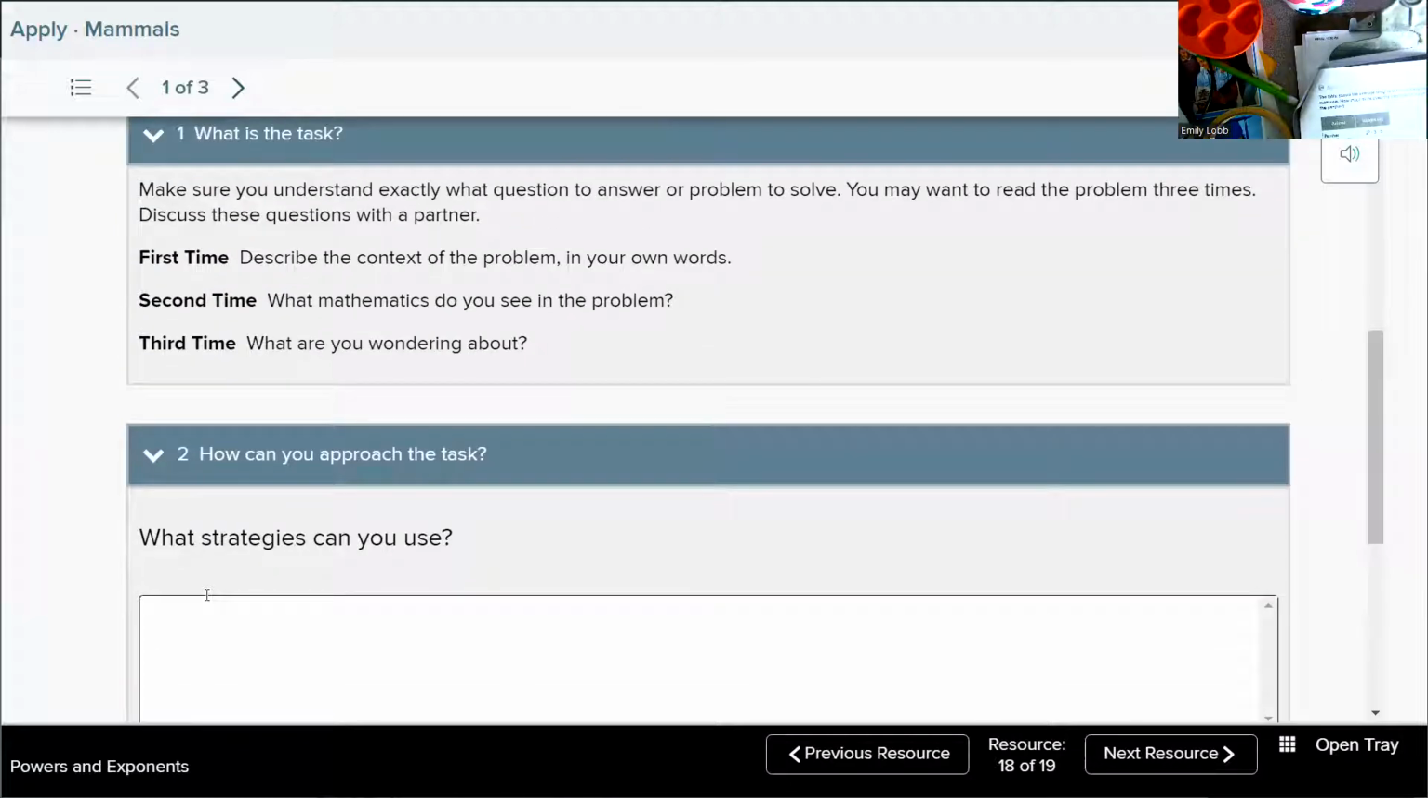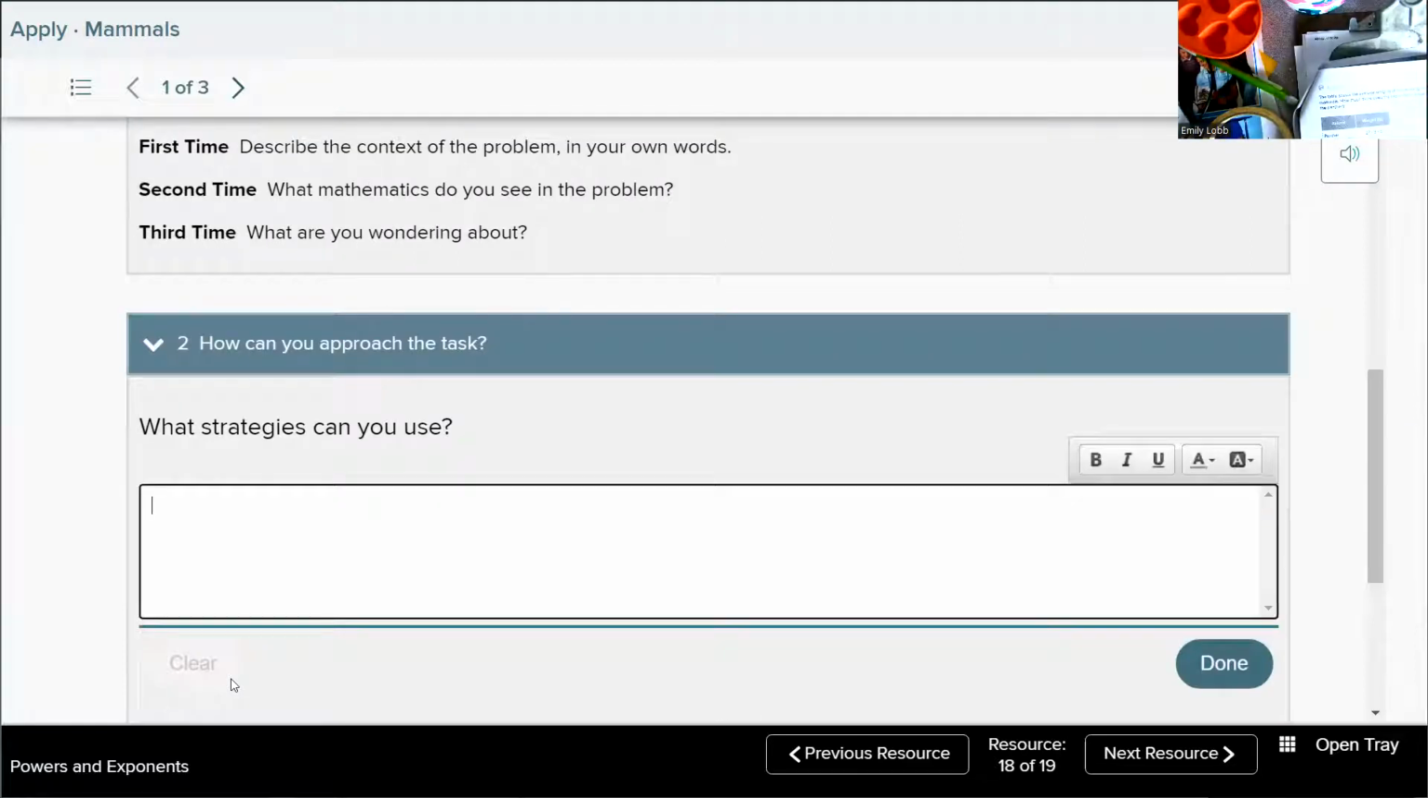Good, with our exponents. Okay, so I'm just going to write here: evaluate powers, multiply, then subtract. What are we subtracting? It says we want to know how much more the brown bear weighs than the panther. So we're going to say brown bear minus panther. Does that work? Oh, you got it already. Good. Bear minus panther. All right.